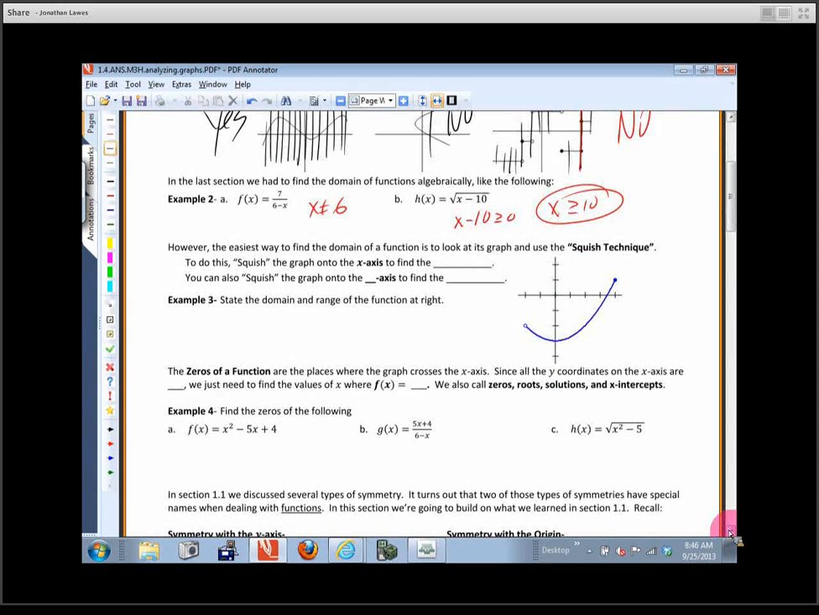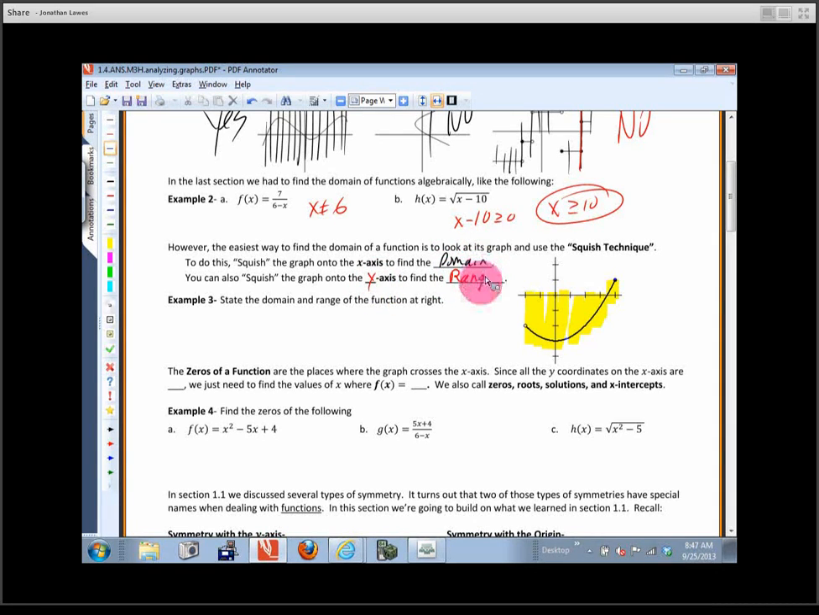But the easiest way to find the domain of a function is not by doing it algebraically if we've already got a graph. Now remember, domain, range, they go alphabetically, x, y. So the domain are the x's, the range are the y's. The easiest way to do this is if you have a graph, we'll use what we call the squish technique. If I take this graph and I squish everything onto the x-axis, what part of the x-axis would be covered? So if we squish it onto the x-axis, that's going to find the domain. And if I squish it onto the y-axis, that's going to find the range.